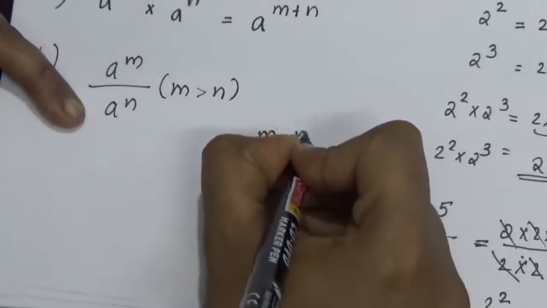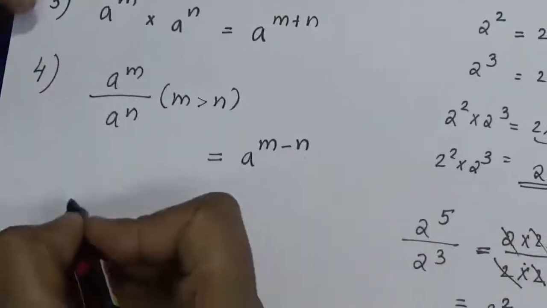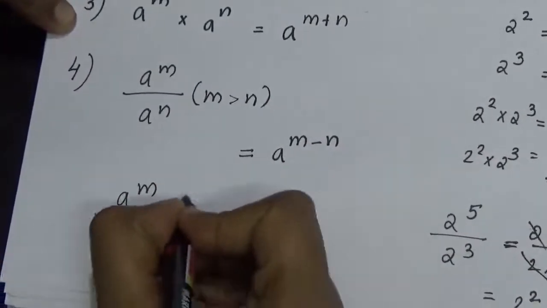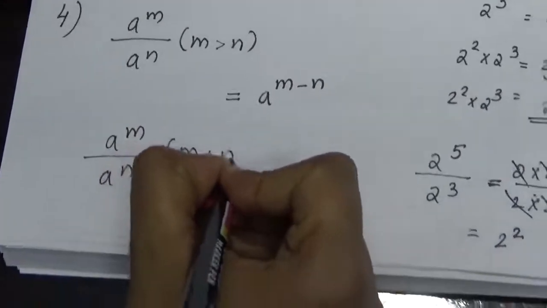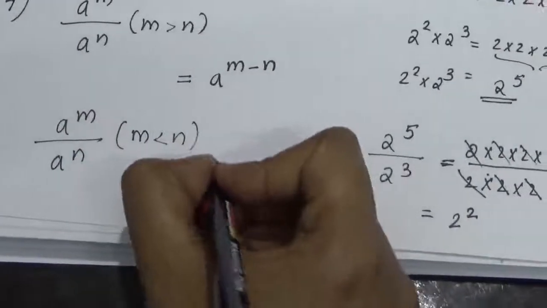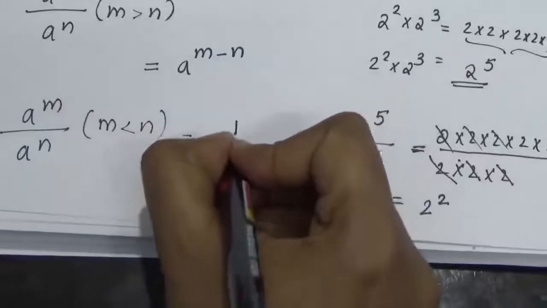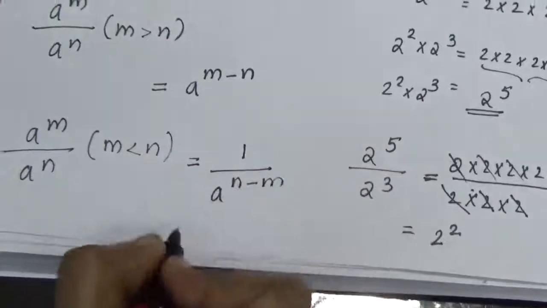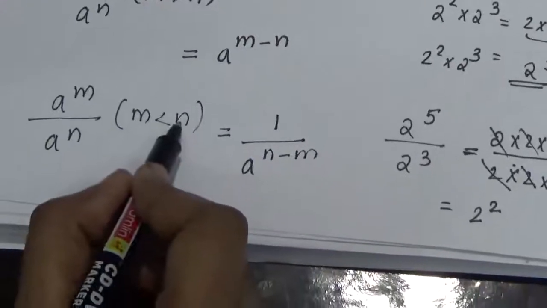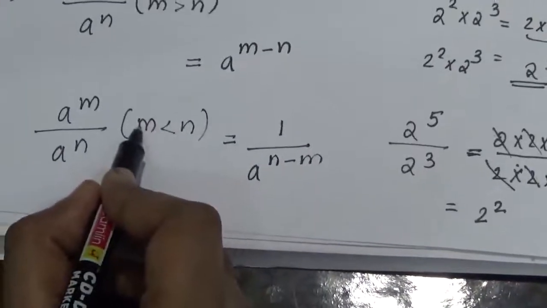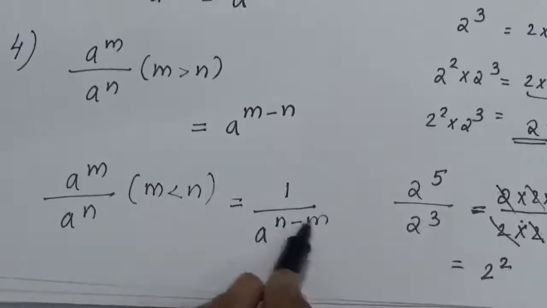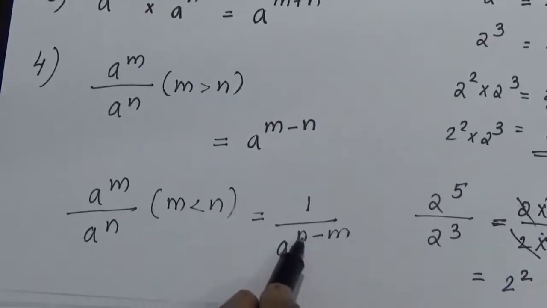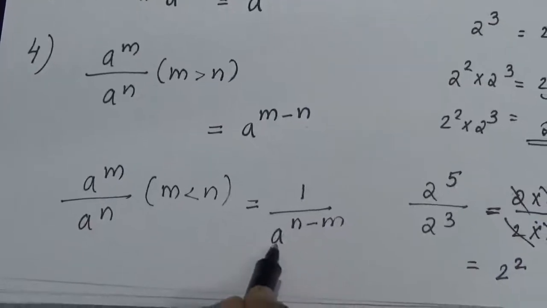m minus n. Now what happens to a raised to m by a raised to n if m is less than n? Then it is equal to 1 by a raised to n minus m. Here n is the larger number and m is the smaller number. So we find the difference between them, that is, we subtract the smaller one from the larger one. So we get 1 by a raised to n minus m.